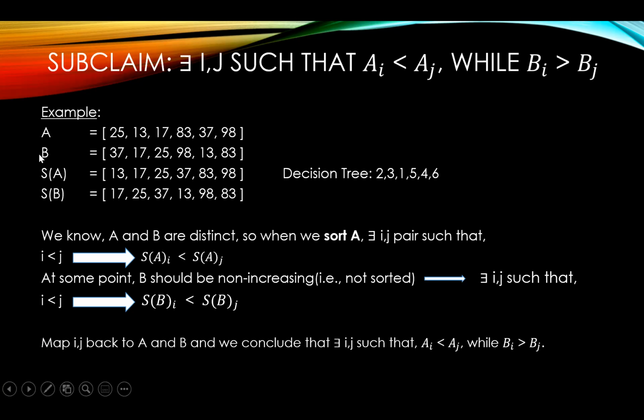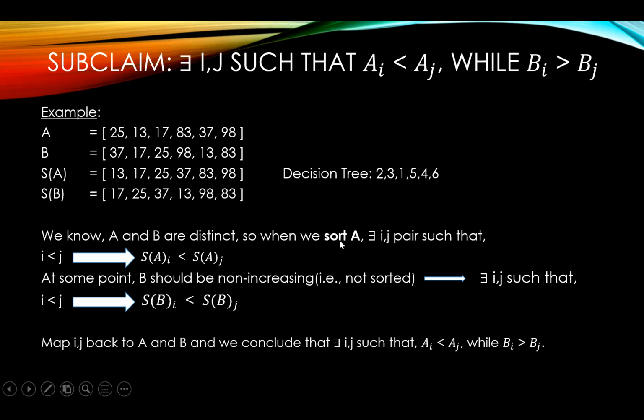And S of B is what? B is a non-trivial permutation of A, so we just rearrange this. S of B will be a non-trivial permutation of S of A, and we'll follow the decision tree method. So for 13, 17: 13 will be followed by 17, 17 will be followed by 25, and so on. We know that A and B are distinct, since A is distinct and B is a non-trivial permutation of A, so B is also distinct.